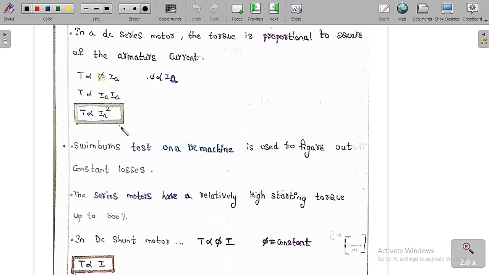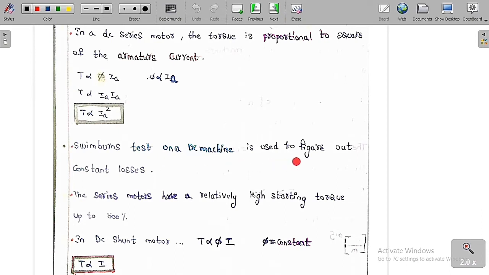As flux is a constant, the torque is directly proportional to armature current. Therefore, in the unsaturated region of a DC series motor, torque is directly proportional to the square of armature current, whereas in the saturation region, the torque is directly proportional to armature current.